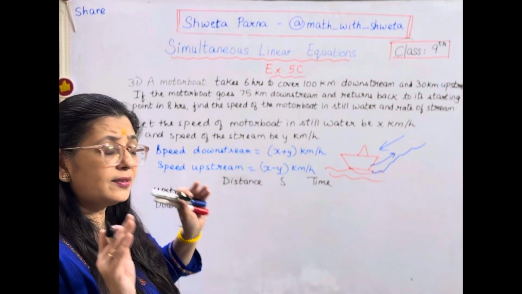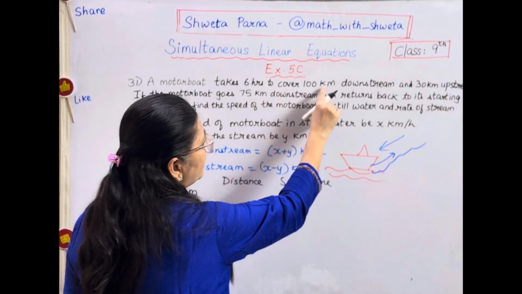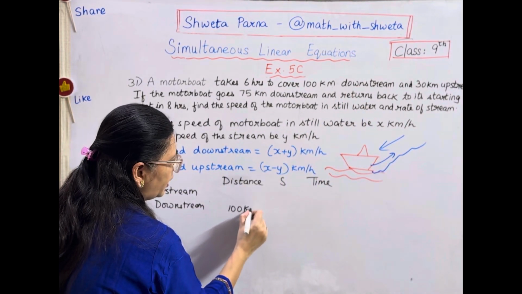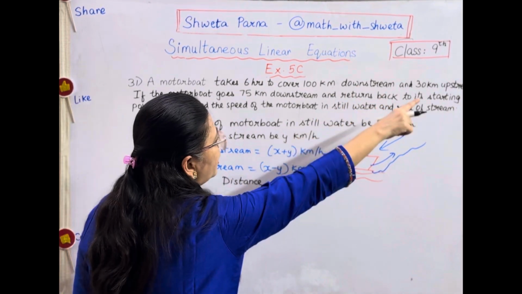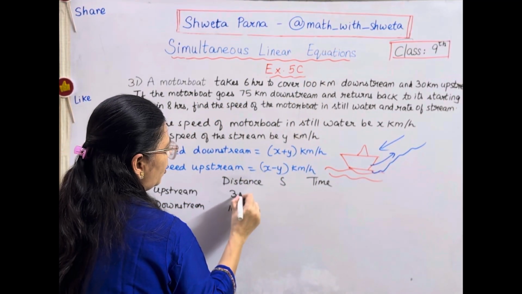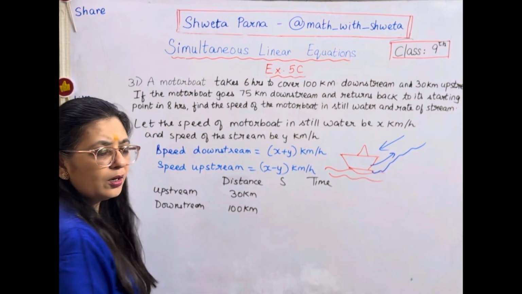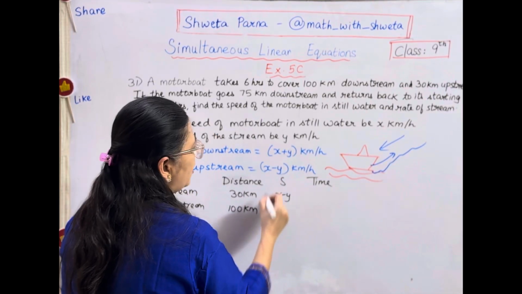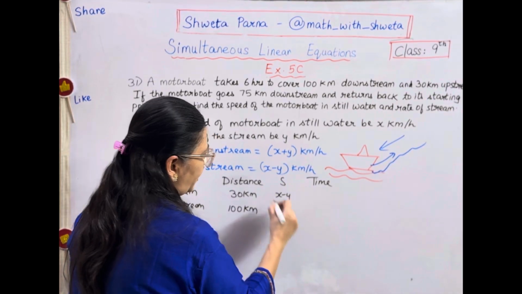Okay. A motorboat takes a total time of 6 hours when it covers 100 kilometer downstream. Downstream distance is 100 kilometer, and 30 kilometer upstream. Okay, what is the speed upstream? Upstream is x minus y, downstream is x plus y.